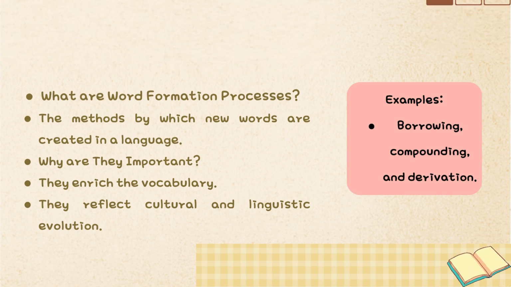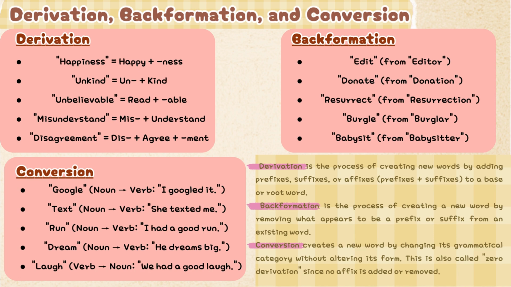Let's begin by exploring three key word formation processes: derivation, back formation, and conversion. These processes are related but vary in how they create new words. First, derivation. It involves the addition of a prefix, suffix, or affix to a base word. For instance, the addition of ness to happy gives happiness, and the addition of un to kind gives unkind. Similarly, the combination of a prefix and a suffix, like in unbelievable, adds both un and able to the base word believe.